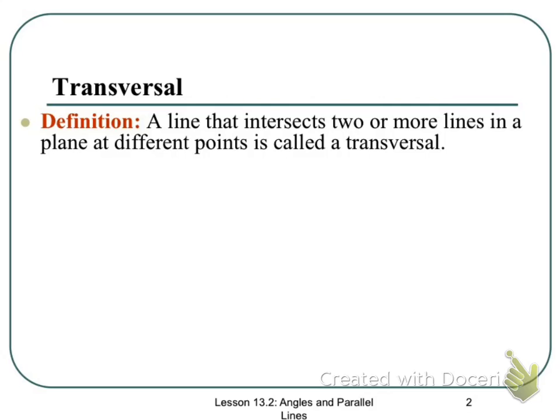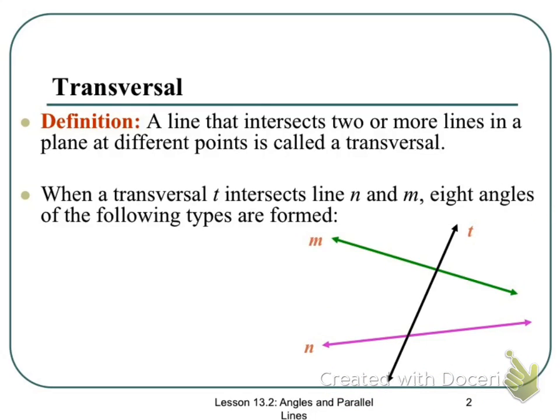Alright, so when you have two lines, remember we had two intersecting lines and we talked about the vertical angles. When you have two lines being intersected by one line, you are forming 8 angles. So here we go. Note the lines aren't parallel. Lines N and M are being intersected by line T. T would be the transversal. And you can see the angles that are formed. There's 8 of them.